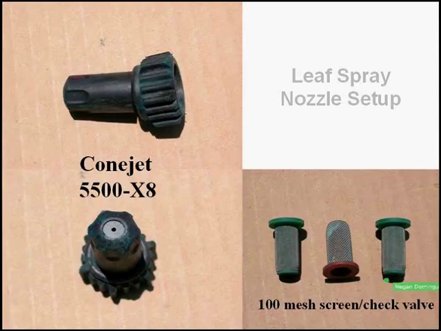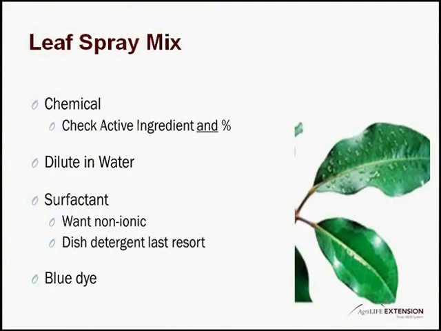So that's a really cheap fix to add into your sprayers, inexpensive, and it'll keep your sprayer spraying for a long time. So generally when we do a leaf spray mix, we're talking about putting in the chemical, the active ingredient, to make sure you're using the right active ingredient in percent or poundage. You always dilute in water, so you don't use diesel on a leaf spray. You'll put water, but you add a surfactant.